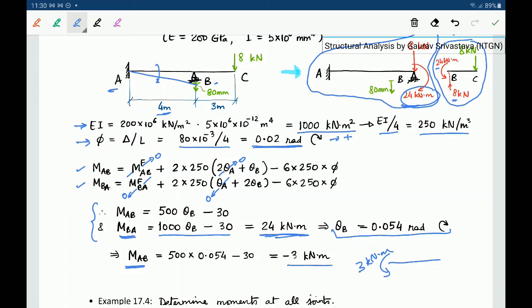And we can also get some intuition for the deflected shape. Since at point B we know there is a clockwise rotation, this joint will become like that later, and here it is fixed. So this is going to be the deflected shape.